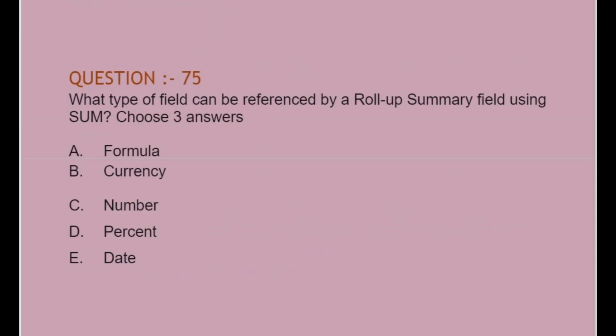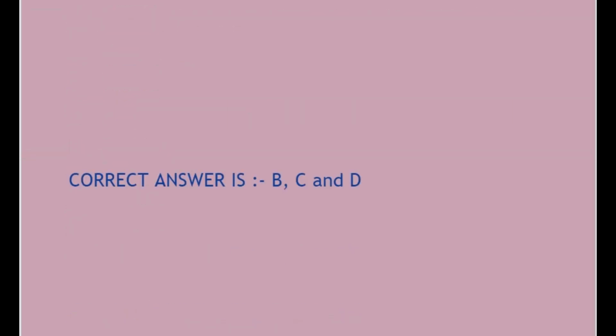Question is, what type of field can be referenced by a roll-up summary field using SUM? Choose three options. Option A, formula. Option B, currency. Option C, number. Option D, percent. Option E, date. Correct answer is option B, C and option D.